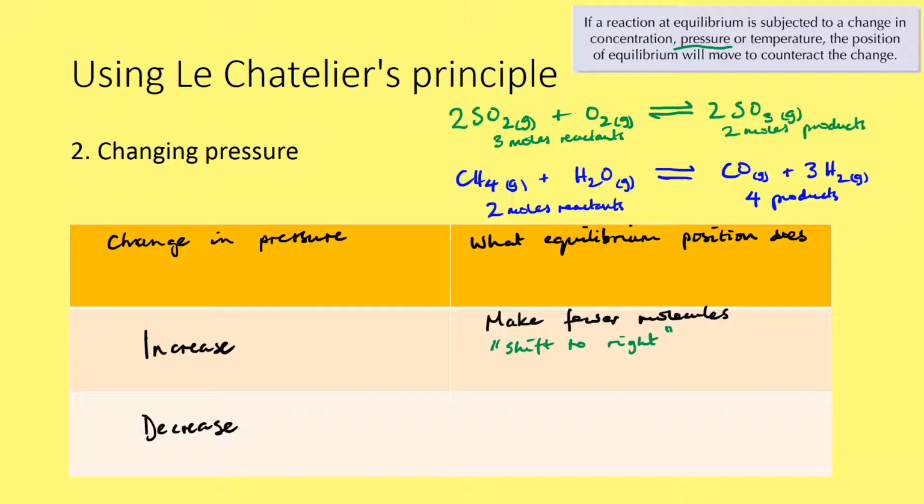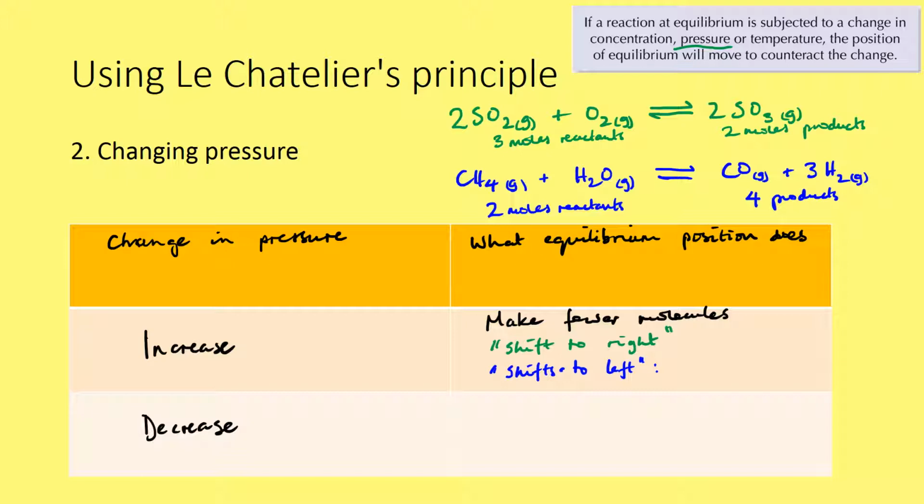Whereas for the methane reaction, which I'll write in blue, making fewer molecules means actually shifting to the left, means making more reactants, because there are fewer moles of reactants than there are products. So for the methane reaction, that means it shifts to the left. Okay, so hopefully that's clear.